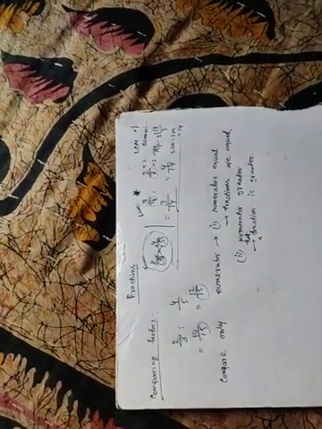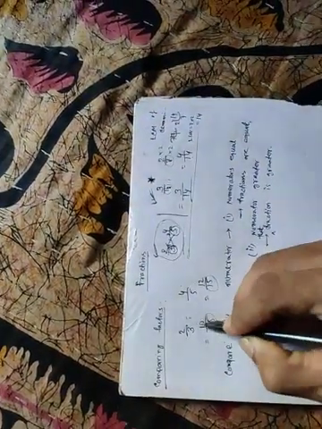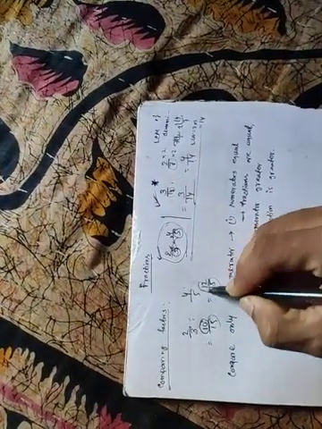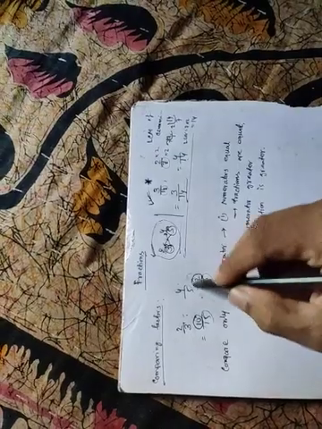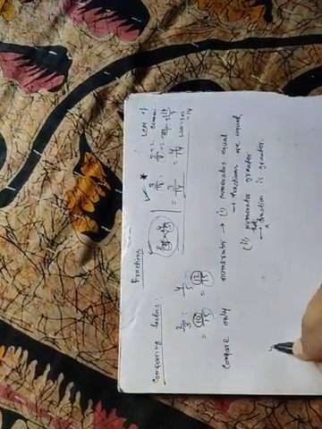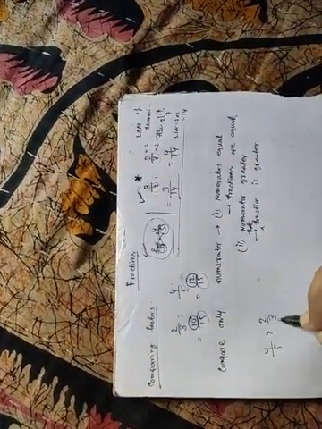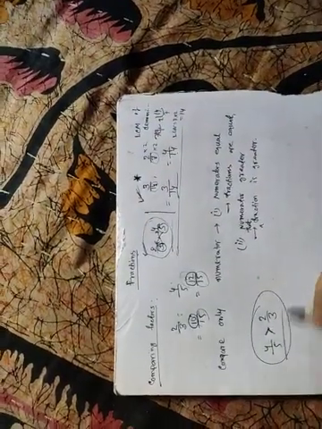So here you see, here numerator 10, here numerator 12. So which numerator is greater? 12. So this fraction will also be greater. That means 4 upon 5 is greater than 2 upon 3. So this is our required result.